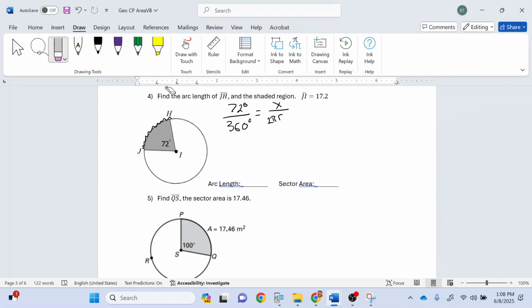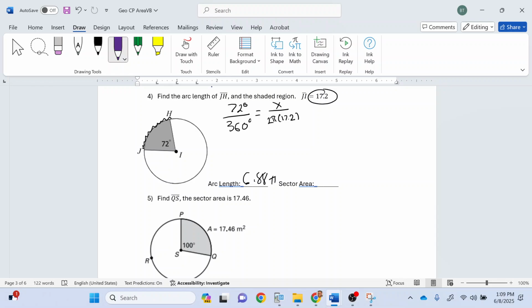Now I know what r is in this case. It tells me over here, which is 17.2. So it's 2 times pi times 17.2. So 2 times 17.2 is 34.4. Times that by 72, divided by 360. This is going to be 6.88 pi. I'm going to leave you to do the cross multiplication yourself.